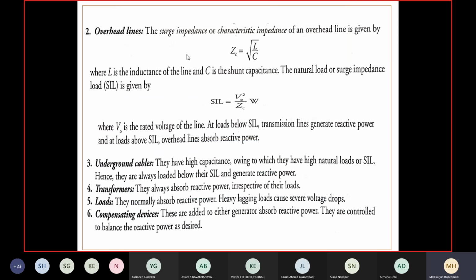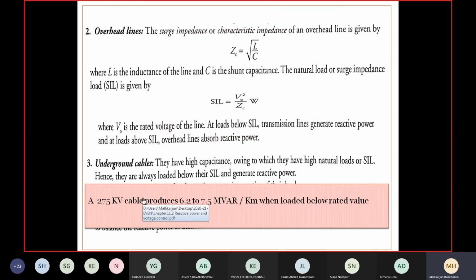Now similarly I have the underground cable. A 275 kV cable has an ability to produce 6.2 to 7.5 MVAR per kilometer length of its run when loaded below rated value. Definitely, for the modernization or technological implementation of converting service lines or overhead lines into underground cable, this becomes an opportunity.